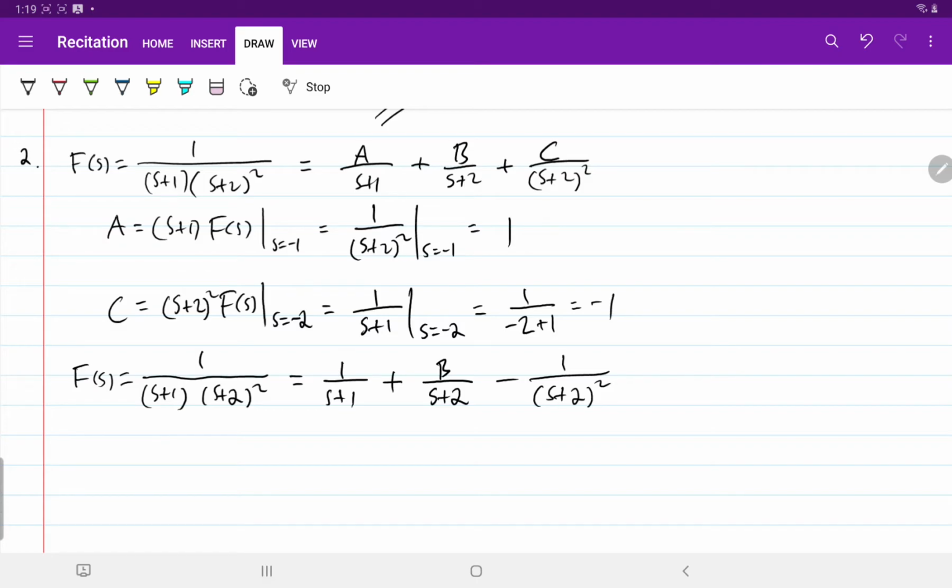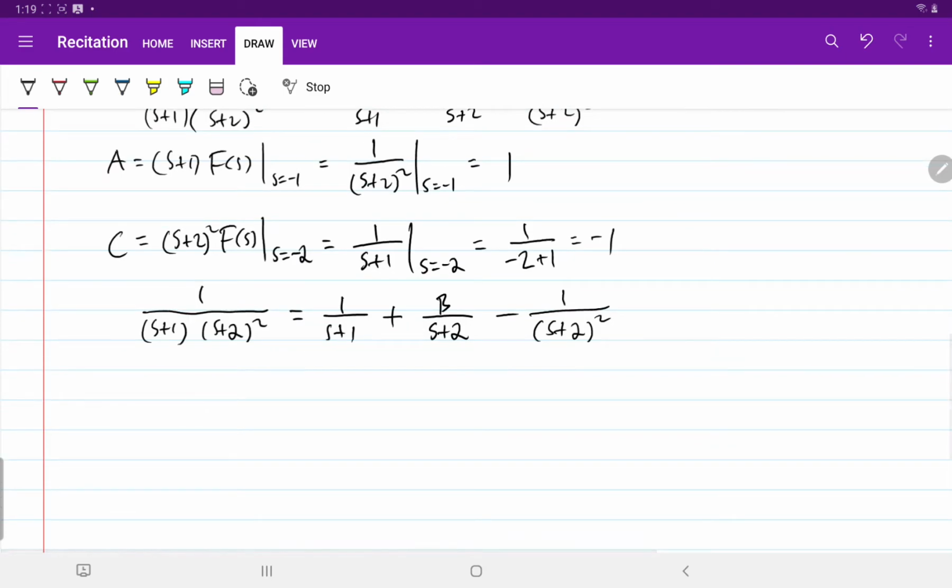Okay, so we can erase f of s for now. This is what we have, so you can easily find b. You just need to solve this, and then you can find b. But there is a quick approach to find b.